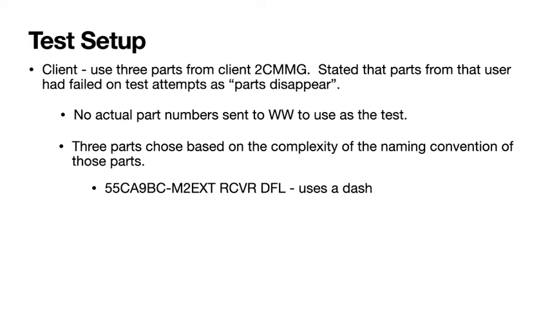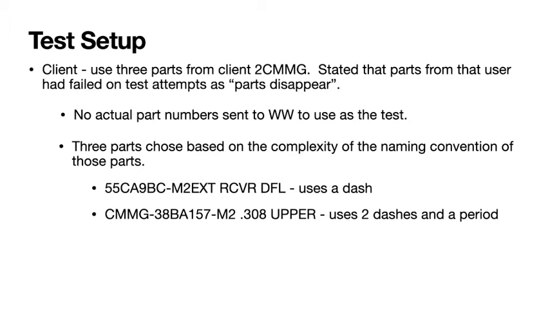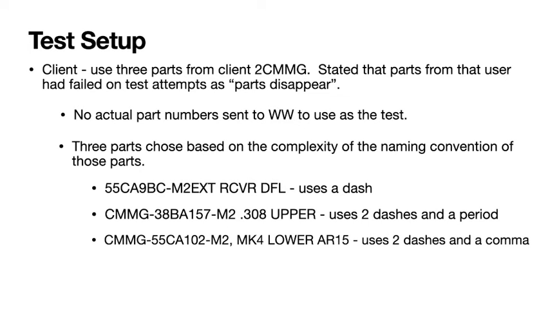The first part has a dash in the naming convention with some spaces. The second part uses 2 dashes and a period to denote the 308 caliber. The third part uses 2 dashes and a comma. Our assumption here is that if there's a failure with the CMMG parts, it might be in a naming convention. That's highly questionable. That's what we're going to try to see if we can find out if we use those parts and have some type of failure.